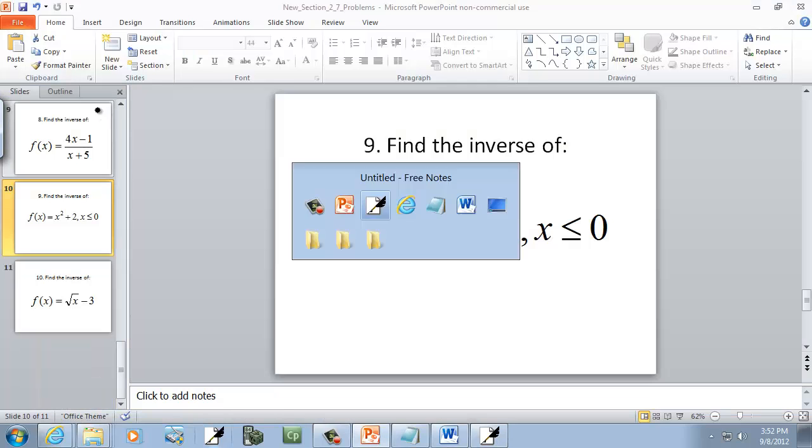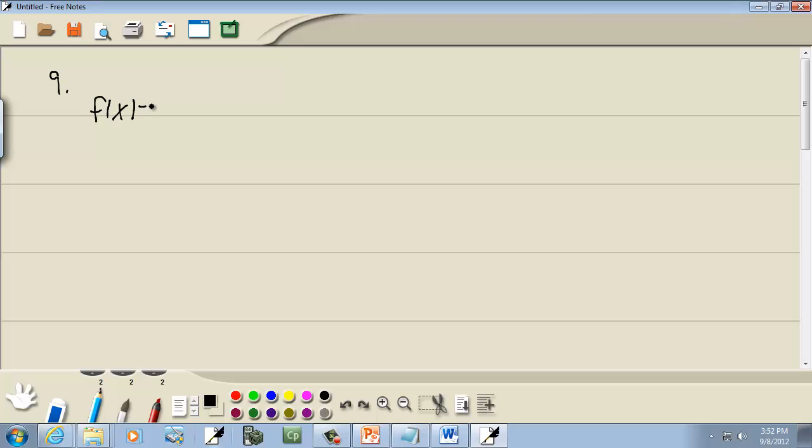We got f of x is equal to x squared plus 2. And then we got a condition on x. Now normally, this would not be 1-to-1. Since it has an x squared on there, it means we can't solve the problem. We wouldn't even do it. But since they put a condition on this, they're making it 1-to-1. So we'll go through our steps.